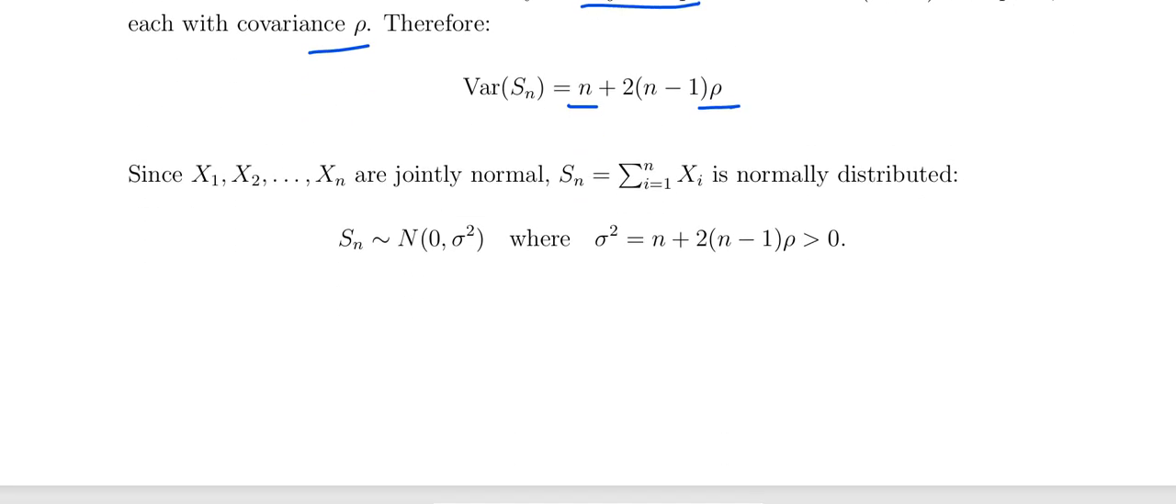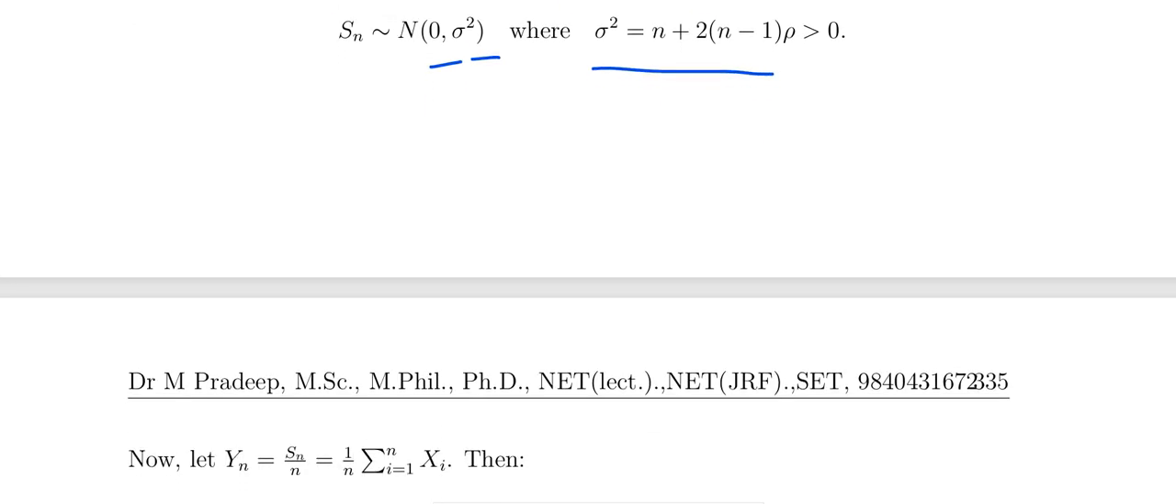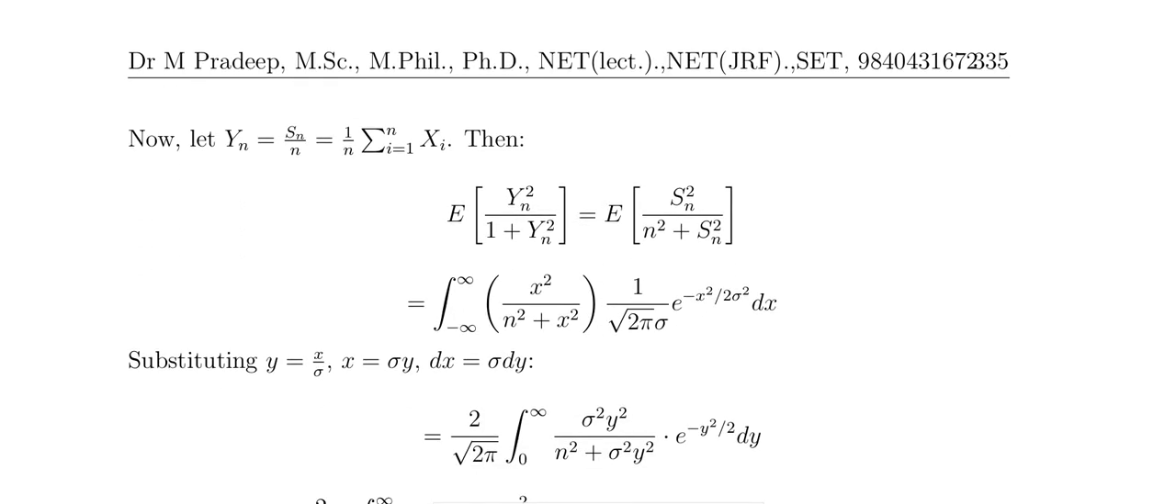So Sn follows the normal distribution with mean 0 and variance sigma square, where sigma square is something greater than 0. So you should know how to find the mean and variance. When I define Yn equal to Sn by n, we already know a result, that is the expression of Yn square divided by 1 plus Yn square. So Y is taken as Sn by n, and you substitute like that.